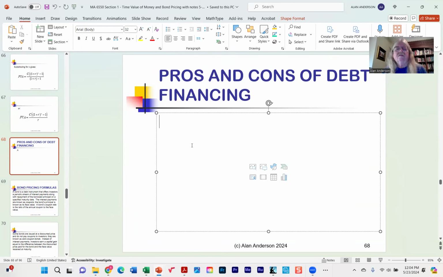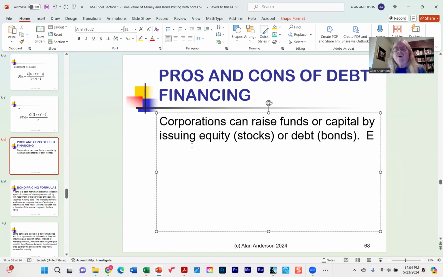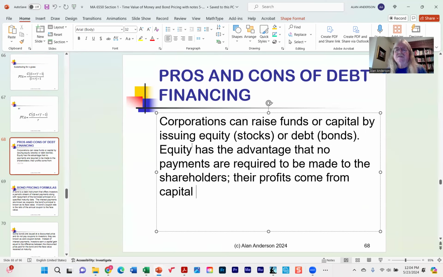Okay, so corporations can raise funds, capital, in many different ways, but the two most important ones are by issuing equity, which means stocks, or debt, which is bonds. Equity has the advantage that no payments are required to be made to the shareholders. Their profits come from capital gains or increases in share price.